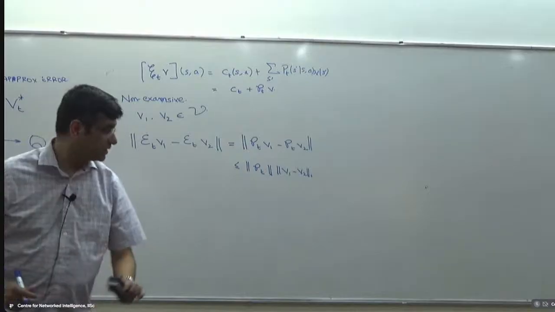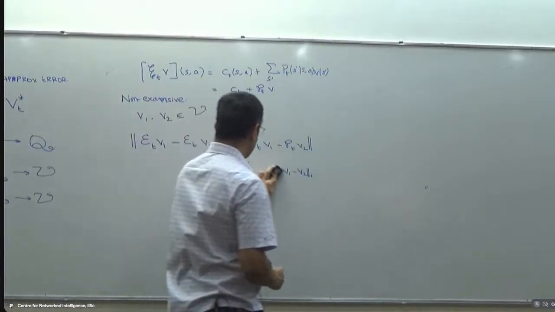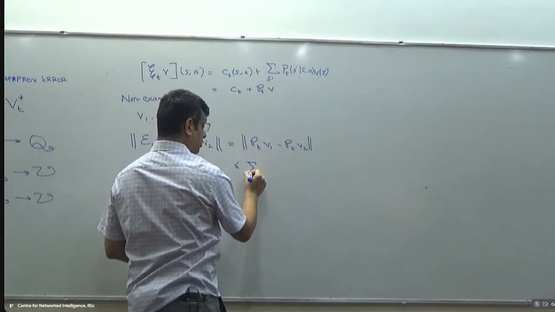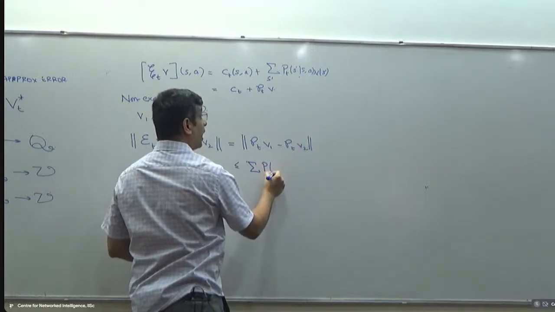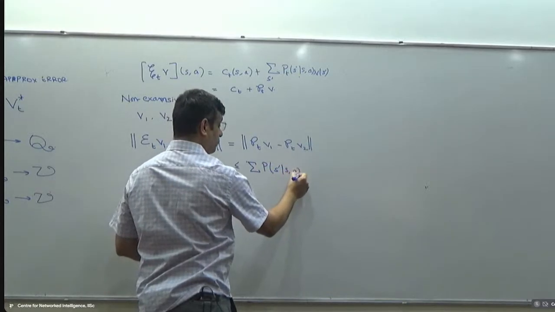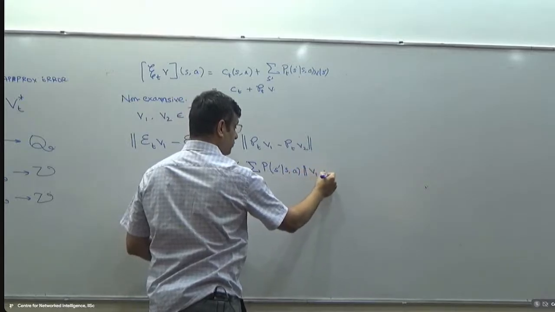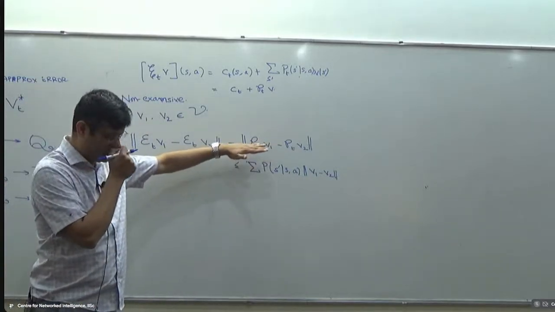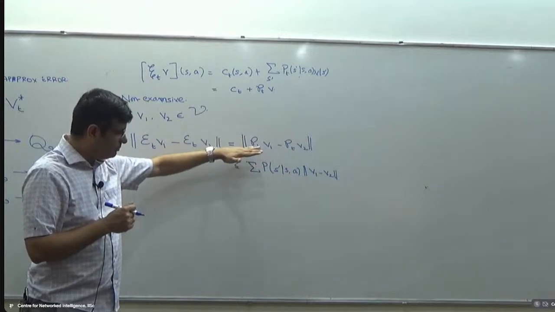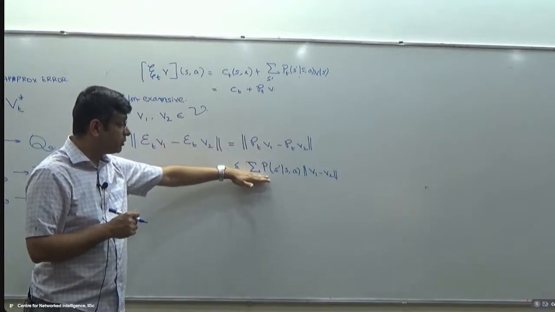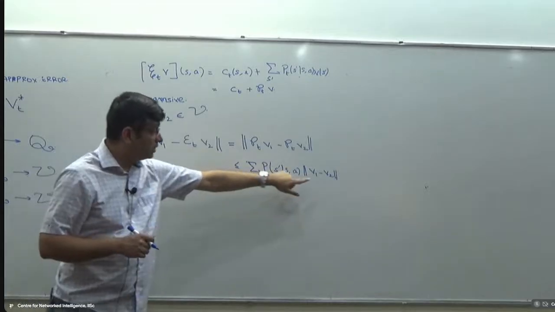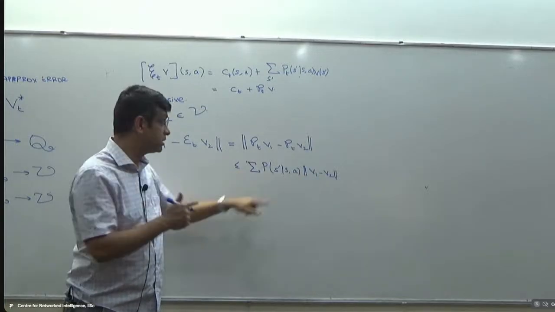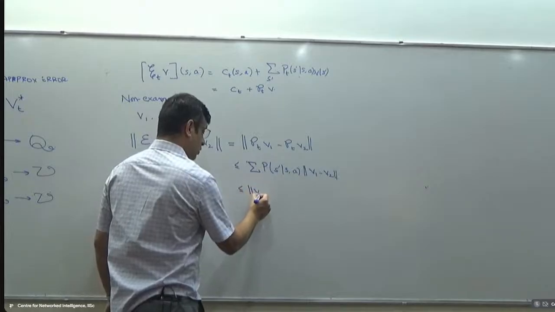Let me write it, since this does not clearly say which norm I will be using. I will do the same thing that we had done last time: the summation of P of s prime given s, a times the sup norm of V1 minus V2. Let me just use the triangle inequality rather than the submultiplicativity of matrix norms, just so that it will be more transparent. This means I can take the sup norm out of the summation. I'm summing a probability measure, so this will be less than or equal to the sup norm of V1 minus V2.